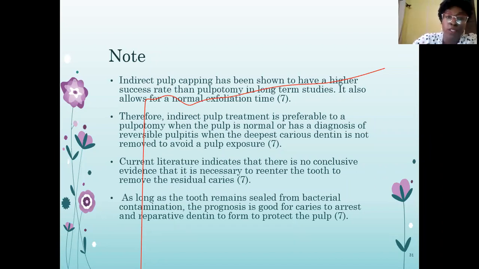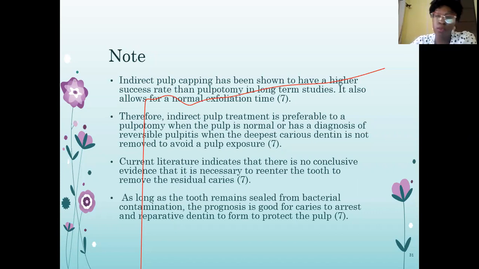Okay, so it indicates that there is no conclusive evidence that it is necessary to re-enter a tooth to remove residual caries. The school of thought previously was that you first do your indirect pulp capping, and then place an intermediate restoration, then come back, because you expect to have secondary dentine laid down, remove everything, make sure that you scrape your dentine and it's hard and shiny, it's not soft anymore, and then you restore. But now there's no need to do that.